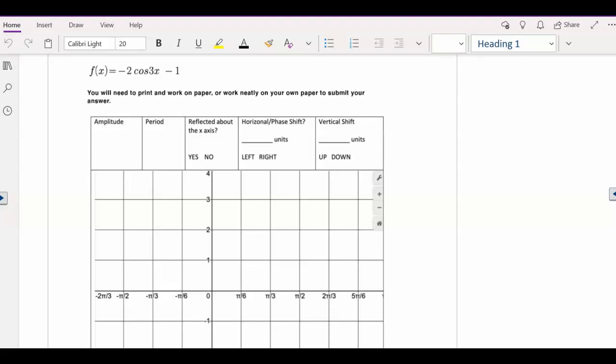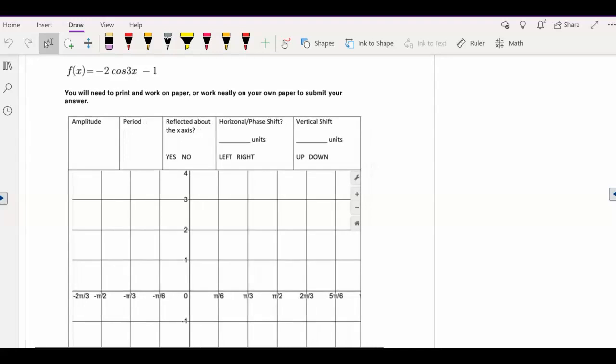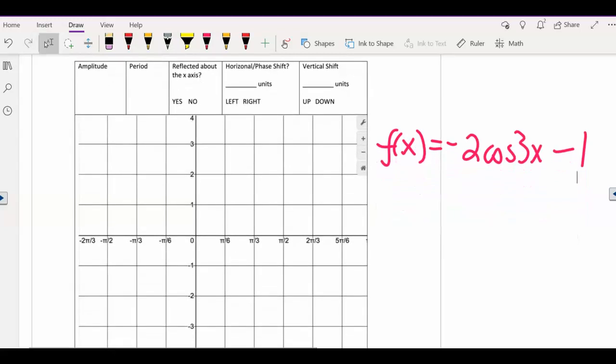So guys, this is a sample of what you should expect to see on the upcoming last quiz ever for college algebra. So you're going to have to graph a trig function. You're going to need to graph something like f of x, in this case, is minus 2 cosine of 3x minus 1. Okay, so this is not a multiple choice question.